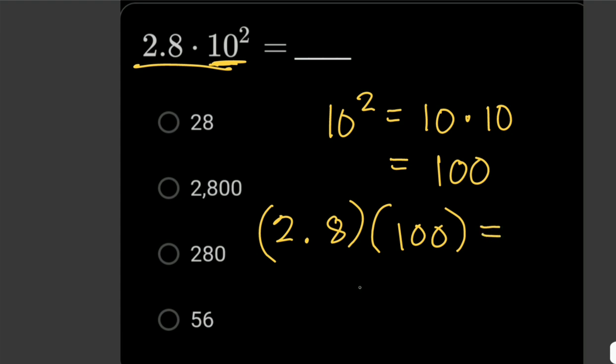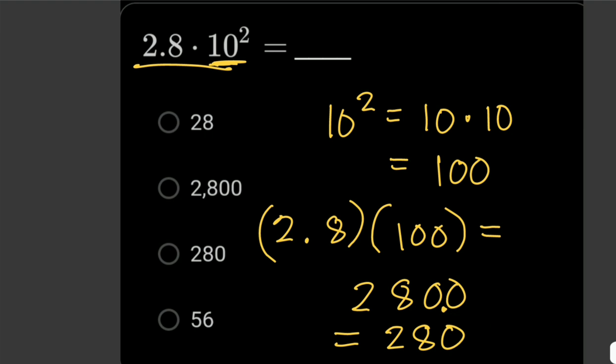So this is just equal to 2800, and then we account for the 1 decimal place. So the decimal point would be here. Therefore, the answer is just equal to 280. So the answer is this one.